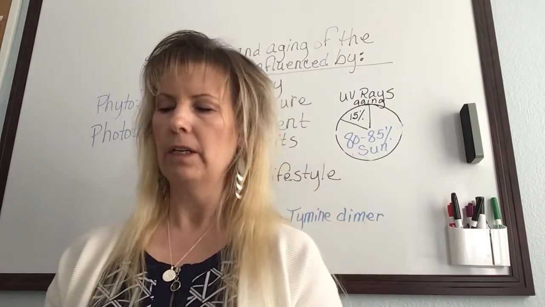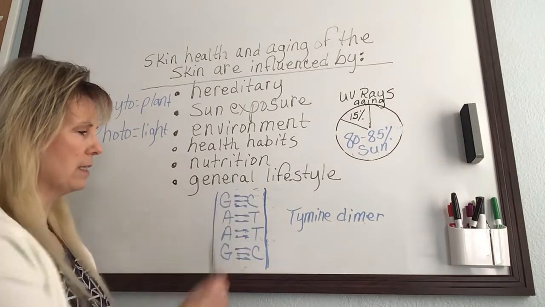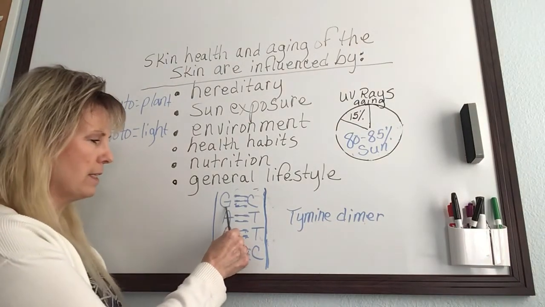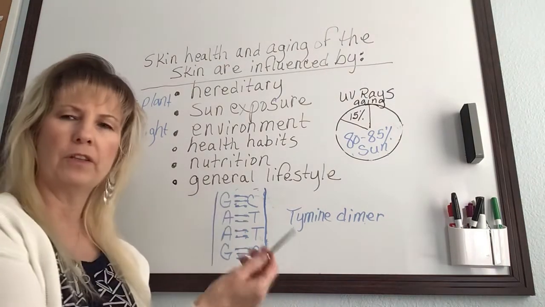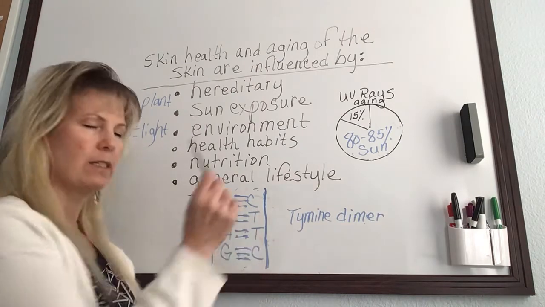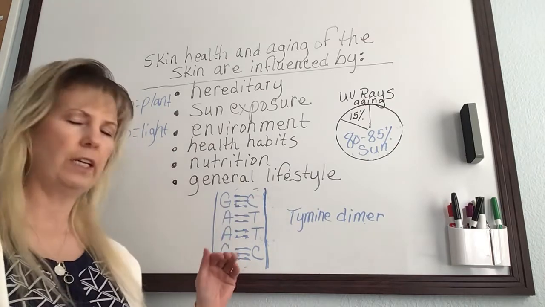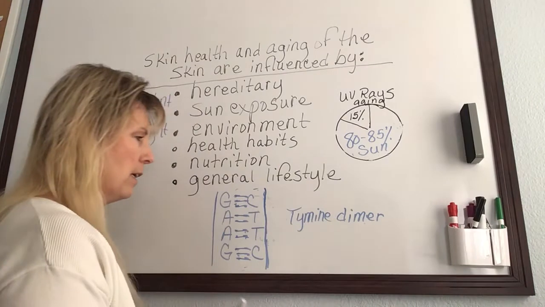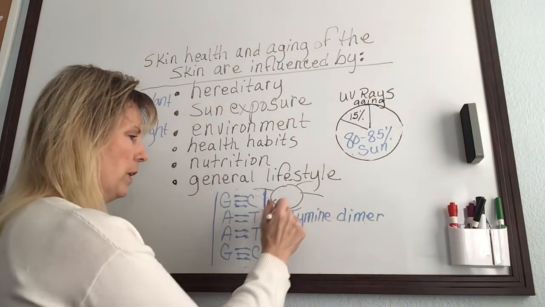So here I put on the board, here is the DNA, and you have guanine, sorry, I couldn't think. Guanine goes to cytosine, adenine binds with thymine. And that is part of your genetic coding. And so what happens when the sun comes into the skin, so I'm going to put a sun here with its UV radiation.